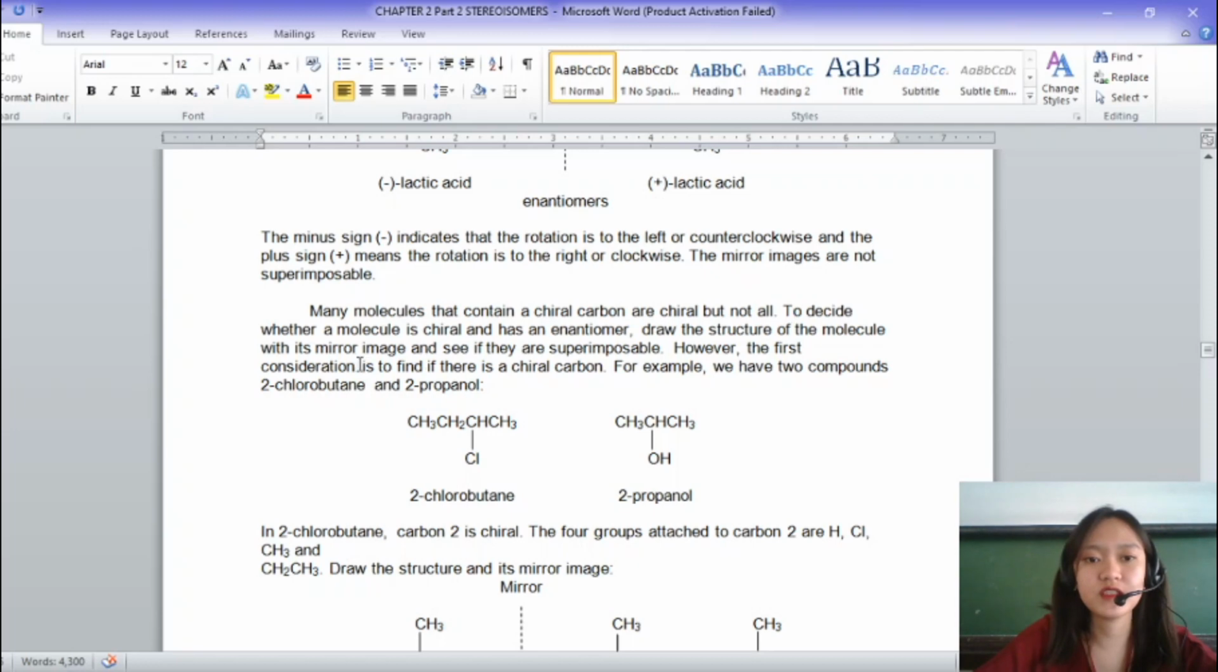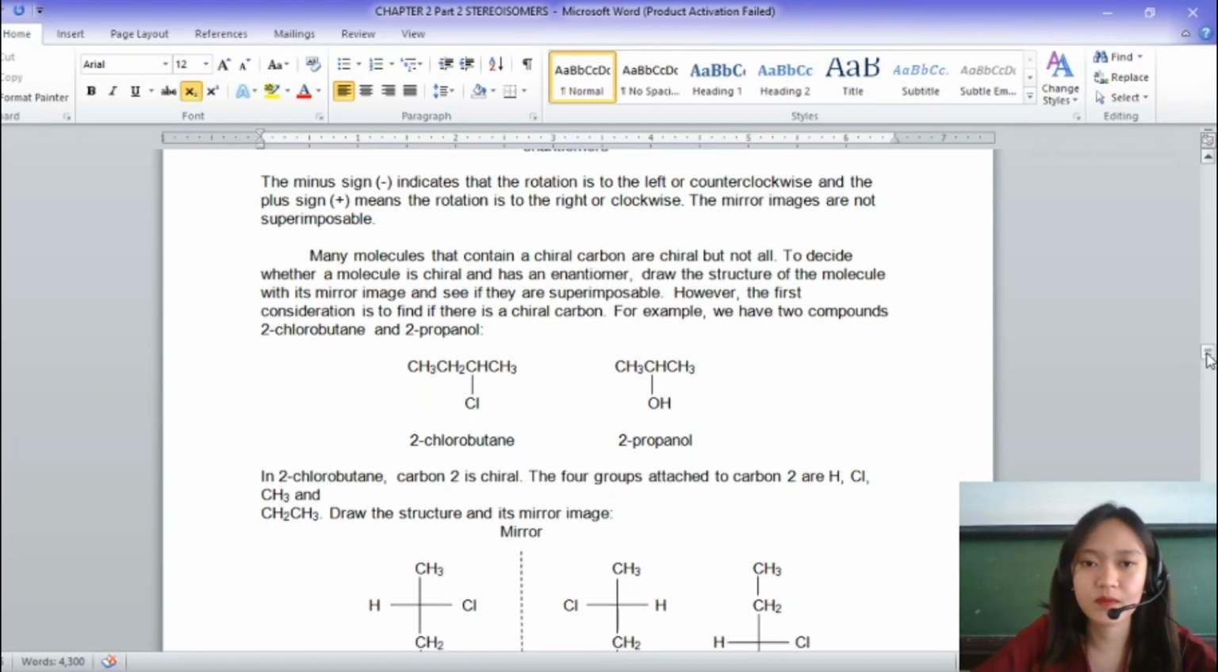However, the first consideration is to find if there is a chiral carbon. So, kailangan malocate mo muna yung chiral carbon doon sa sample. Siyempre, if there is no presence of chiral carbon, then understood na it is not a chiral molecule. Or not, because not all chiral molecules contain carbon. Pero yun yung first step natin. First, locate sa sample kung nasaan ang chiral carbon.